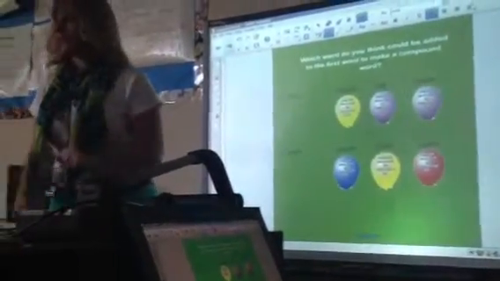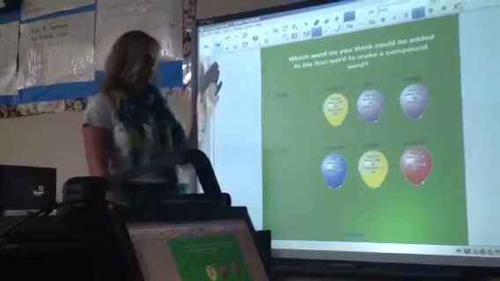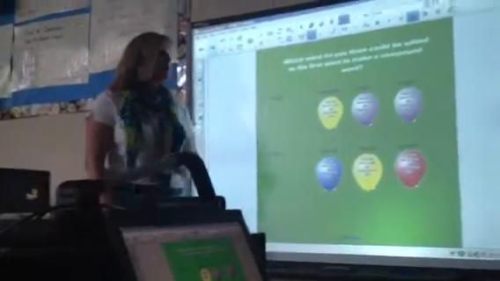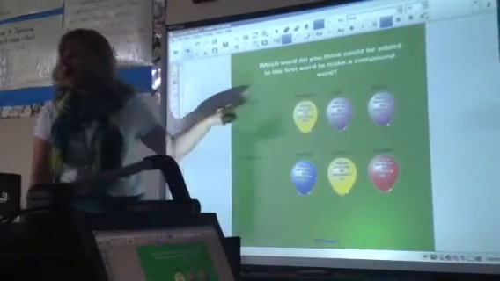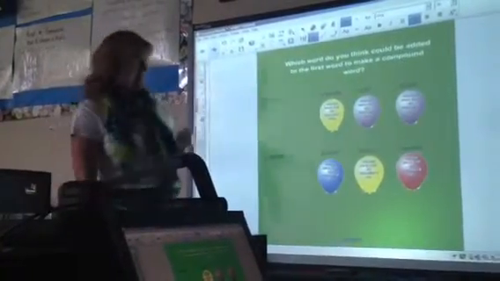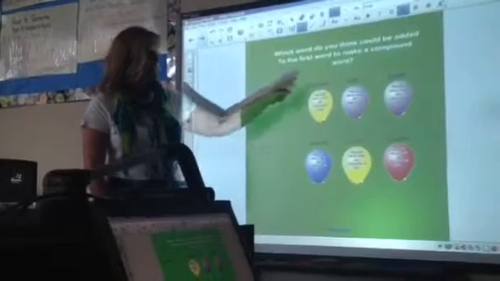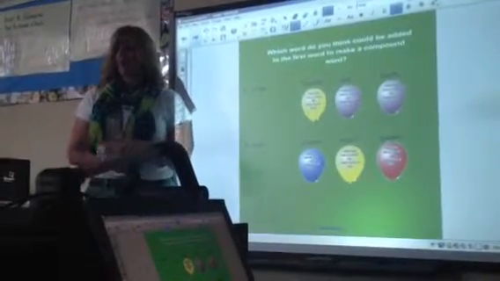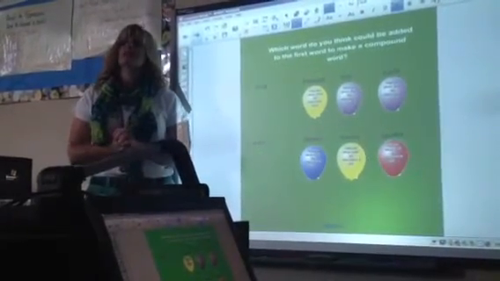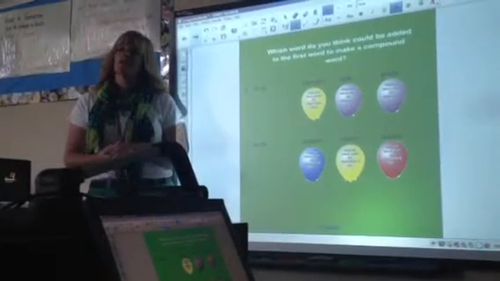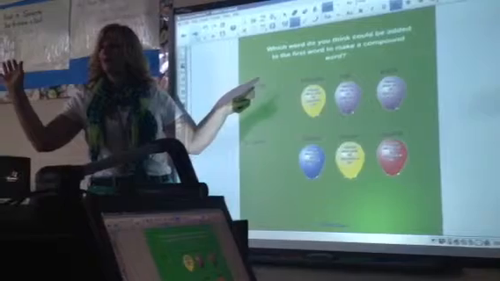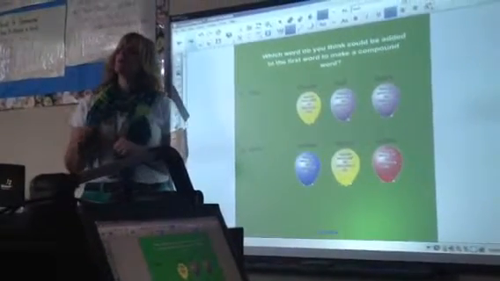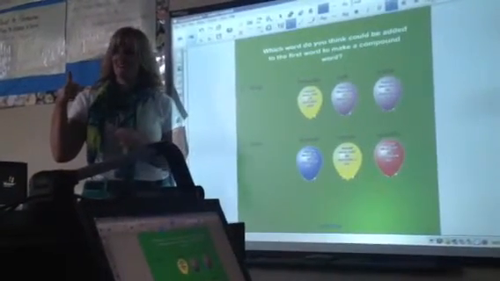Now, I've got a little game for us, okay? Let's look at our directions up here. Which word do you think could be added to the first word to make a compound word? Okay, so you've got your first part, and then you've got 3 choices, okay? Matthew, what word do you think we could put with dog? House dog. Okay, this is the first word, so it would be dog. House. All right, boys and girls, give me a thumbs up if you think Matthew's right.